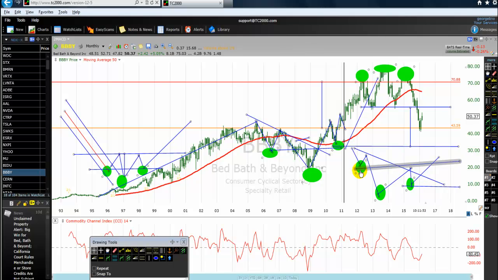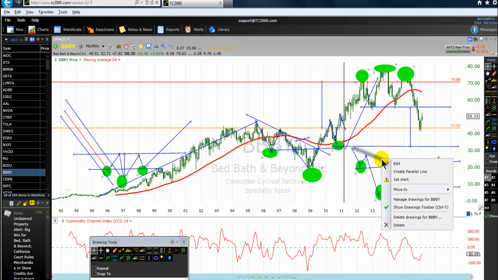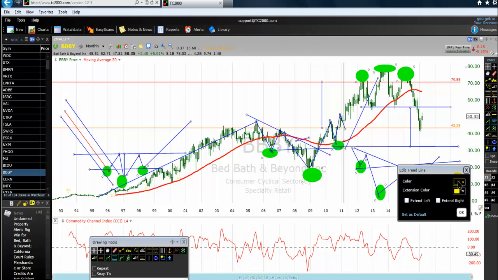So price from a low rallies up, pulls back, displays a low. Now it rallies up, pulls back from this low. Now it comes out here. The neckline is this one here. You can see that this one is not straight.